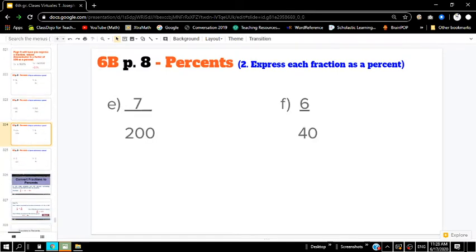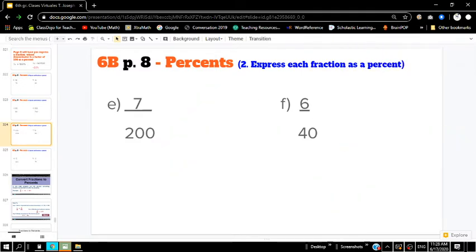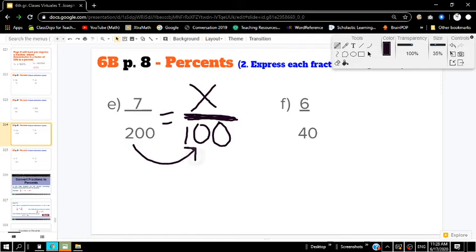Letter E says 7 over 200. I think I'm going to pick the same method that I did before. I think that that's probably going to work for me the best. Oops, can't get rid of this. I know that 7 over 200 is the same as some number over 100. Okay? Sometimes you see an algebraic expression inside of these problems because it's showing you that there's a missing number, right? 200 is equal to 100 if we divide by 2.